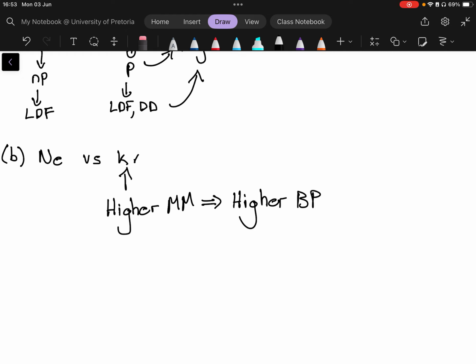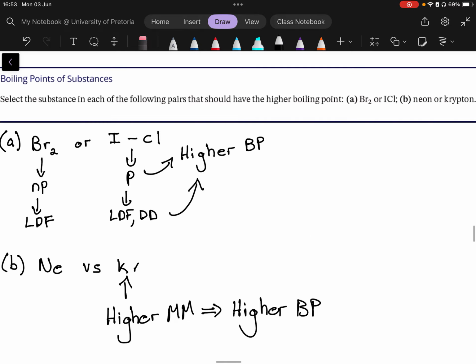So those are two things. More or stronger intermolecular forces means higher boiling point. Higher molecular mass means higher boiling point. Comparing things of the same intermolecular forces, you look at molecular mass. Comparing things of different strength of intermolecular forces, you look at the stronger intermolecular forces. Okay, that was just a short example to remind or refresh that idea.